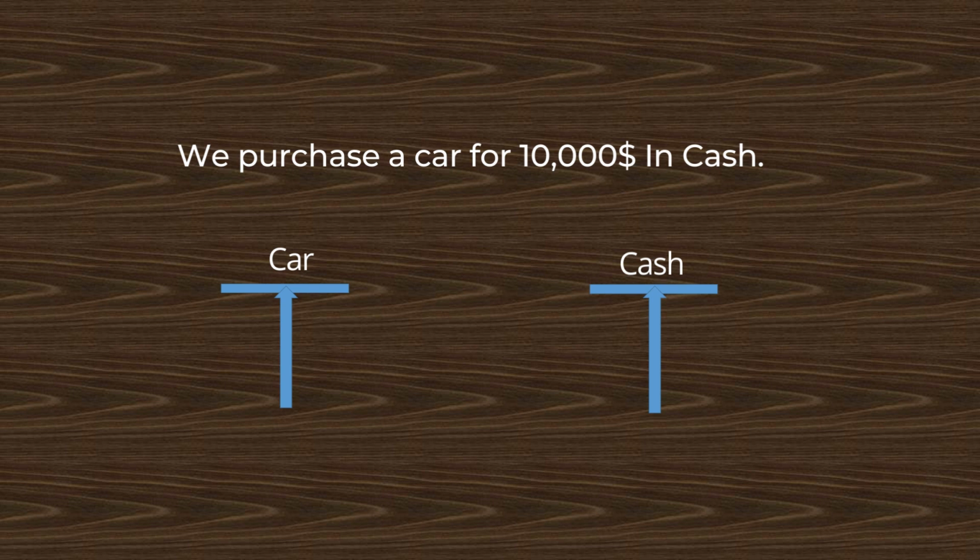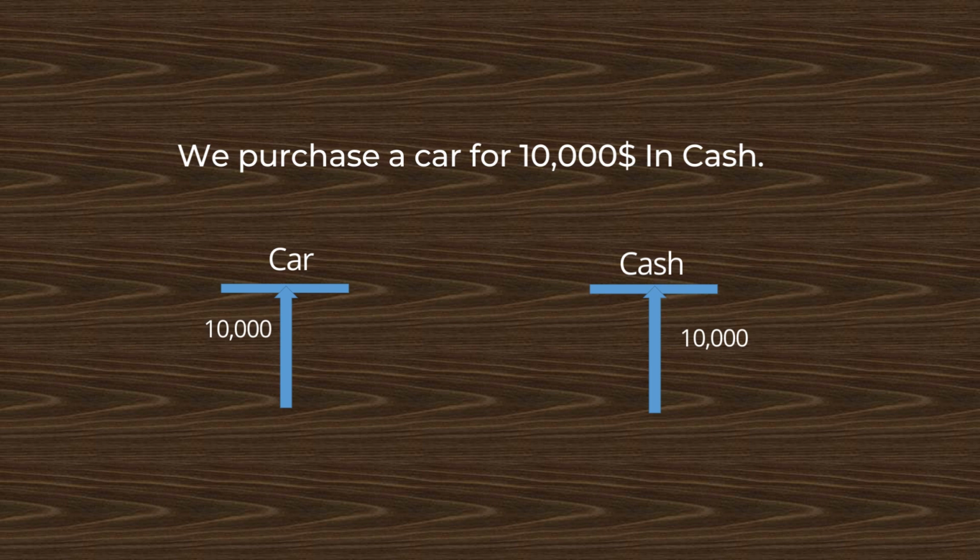As our cash is getting low, cash is going out. So $10,000 will be credited in the ledger of cash. And the car is coming to us, so car is debited in the ledger of car.